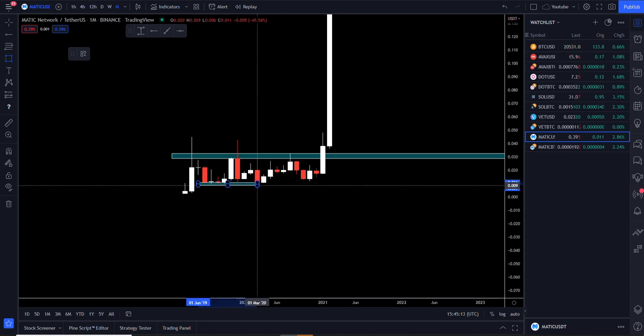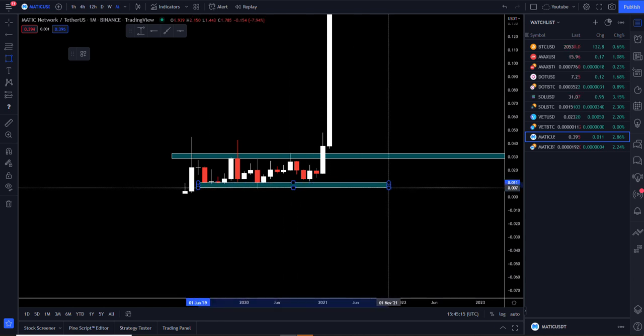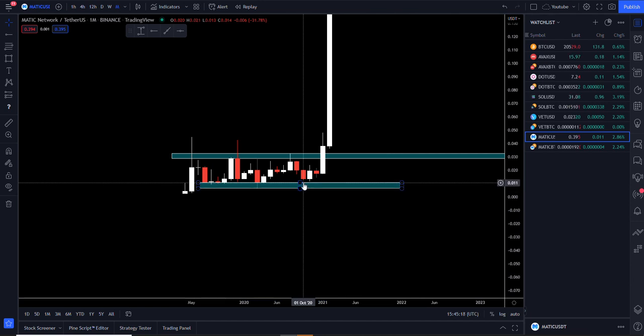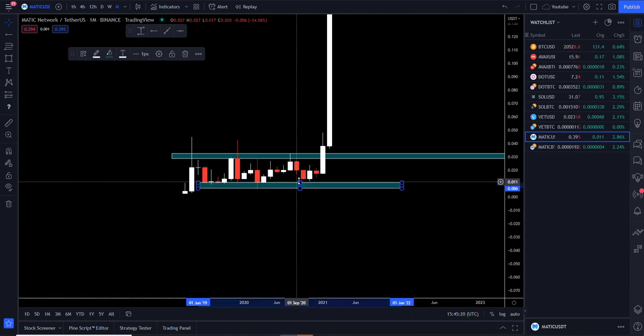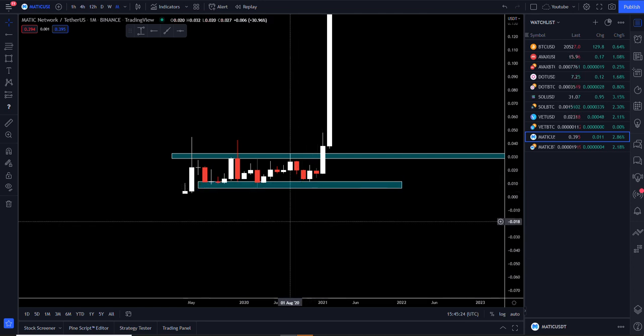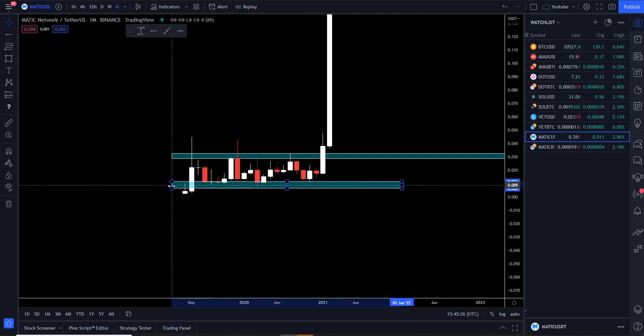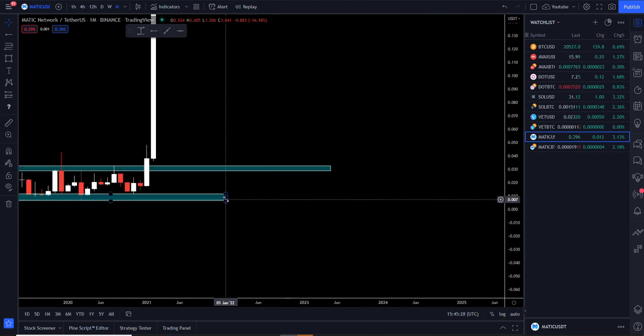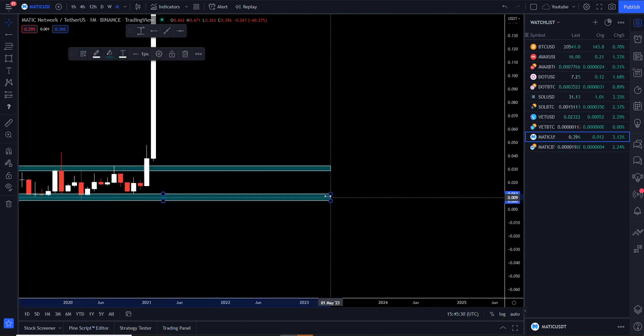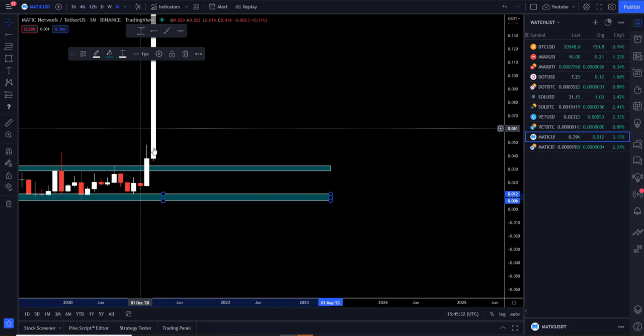Let's grab them and the wicks. I think I'll just go a little bit higher just to grab that bottom wick there of the November 2020. Drag it out both sides. Happy days. Give them a monthly tag.